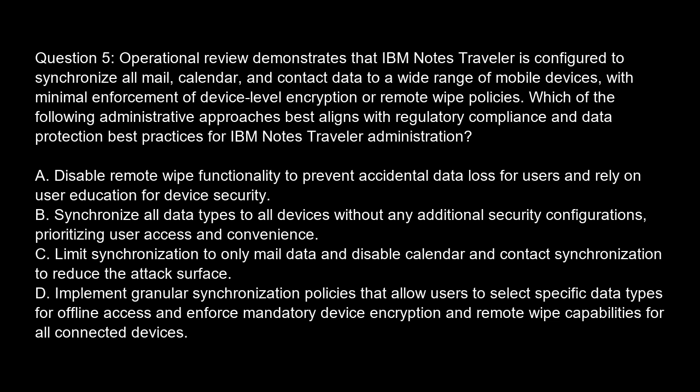Option A. Disable remote wipe functionality to prevent accidental data loss for users and rely on user education for device security. Option B. Synchronize all data types to all devices without any additional security configurations, prioritizing user access and convenience. Option C. Limit synchronization to only mail data and disable calendar and contact synchronization to reduce the attack surface. Option D. Implement granular synchronization policies that allow users to select specific data types for offline access and enforce mandatory device encryption and remote wipe capabilities for all connected devices.